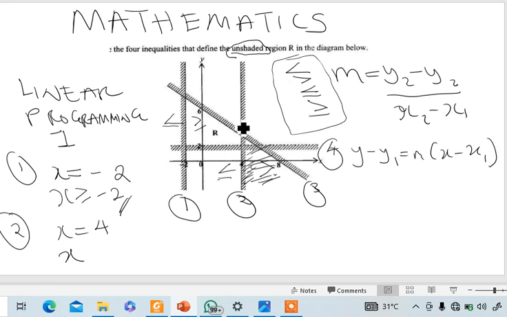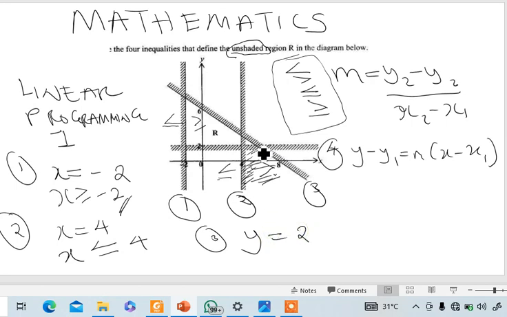Since when you look at this, nothing is shaded there. So put x is less than or equal to 4. Let's move to the other line. This one here. Look at it from that side. It's cutting where? The y-axis. At which point? 2. It is going to be y, since it's cutting the y-axis, equal to what?